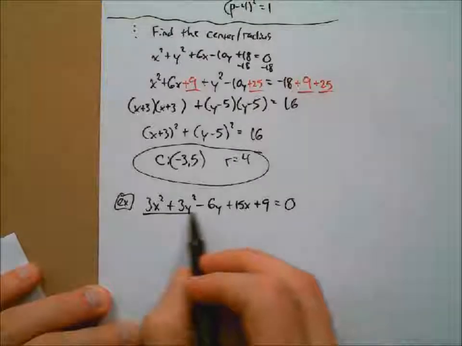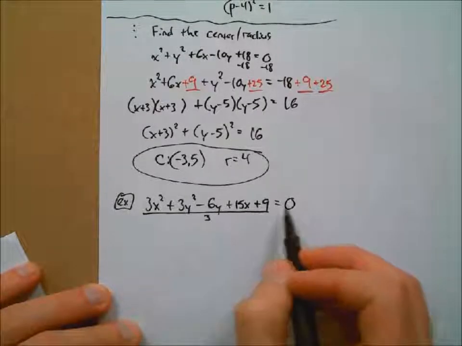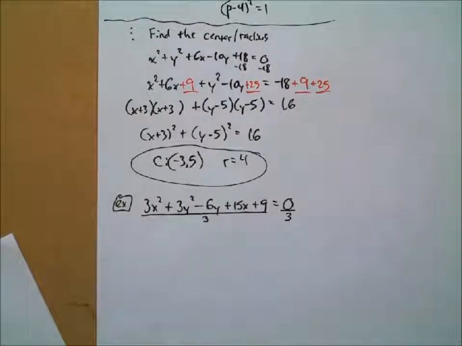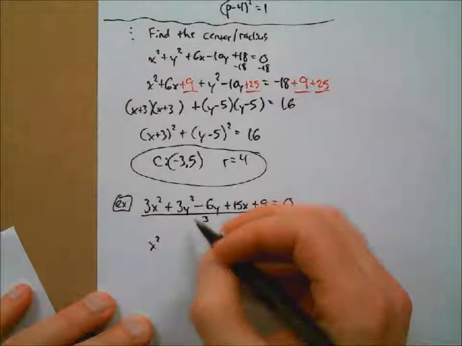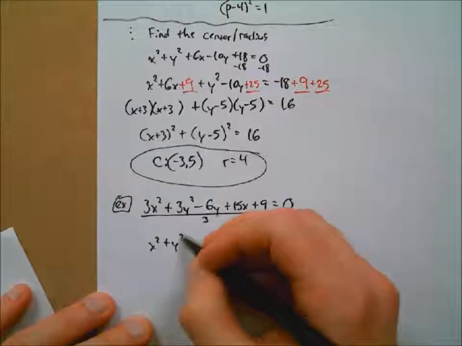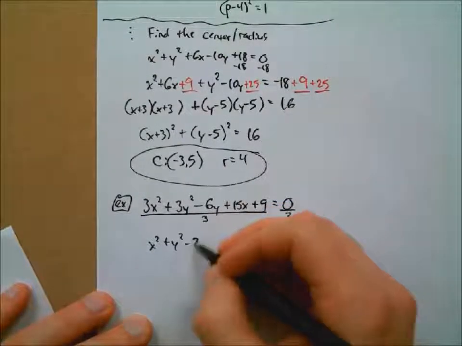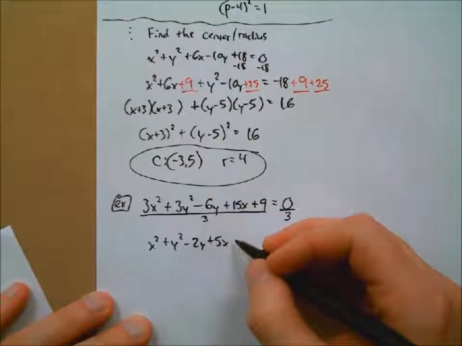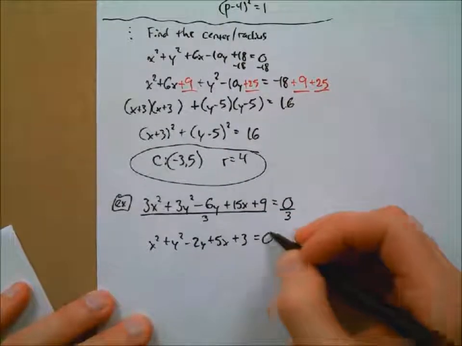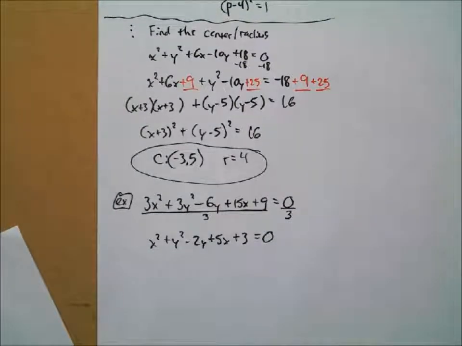So if we divide both sides by 3, I'm just dividing this entire side by 3, and this entire side by 3. 3x squared divided by 3, x squared. 3y squared divided by 3, y squared. Minus 6y divided by 3, negative 2y. 15x divided by 3, plus 5x. 9 divided by 3 is 3. And that equals 0. Doesn't it look much nicer now, right?